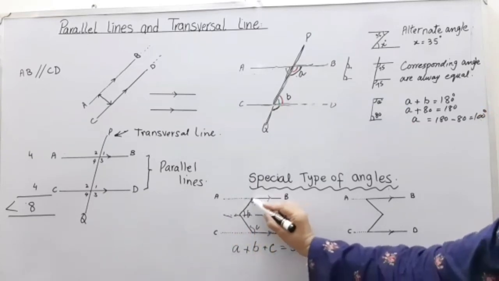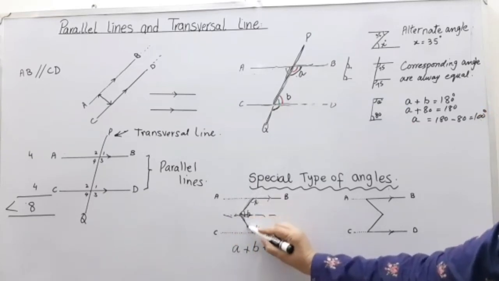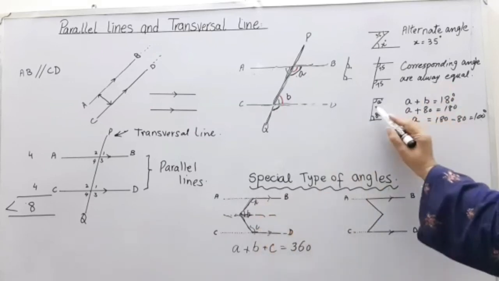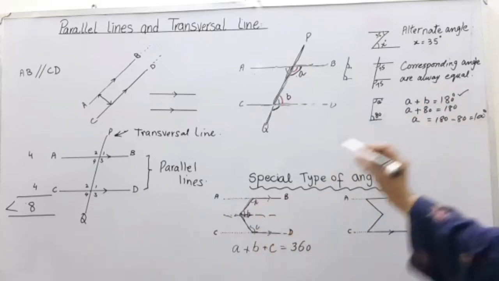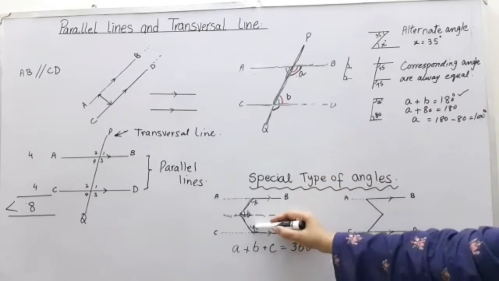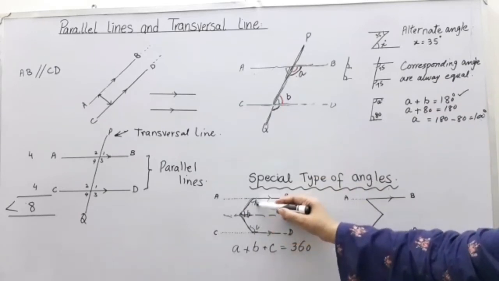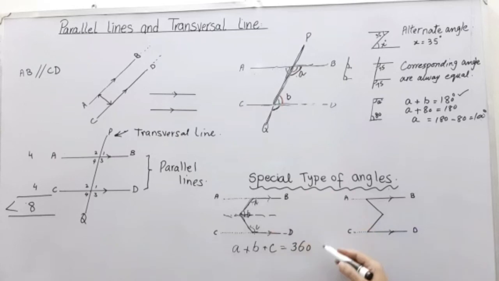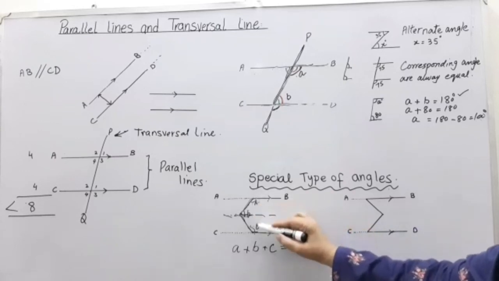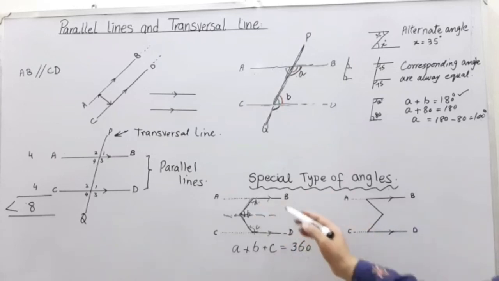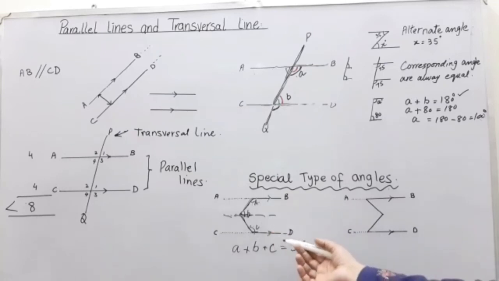you see there are two interior angles. One interior angle pair is equal to 180 and here are two interior angle pairs. So 2 times 180 equal to 360. So these three angles are 360. If any one is unknown, we can find it easily.